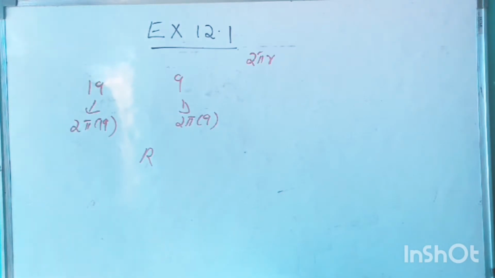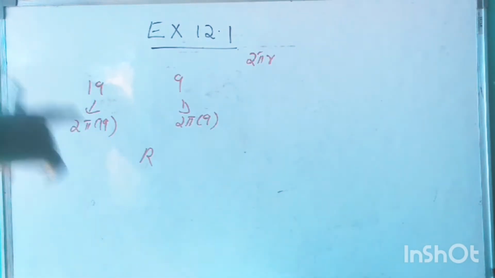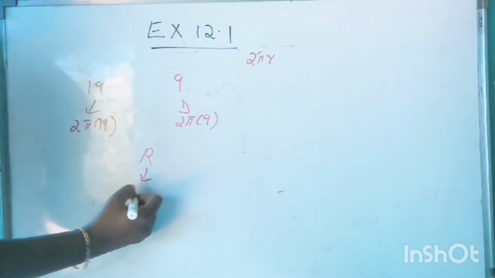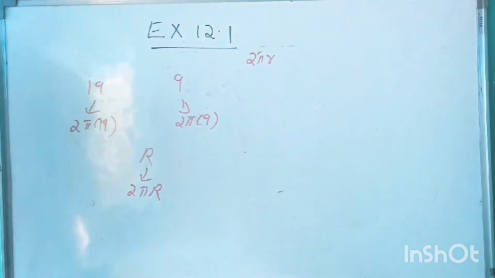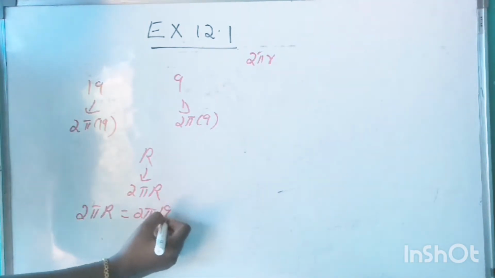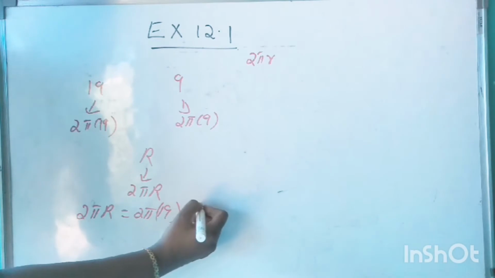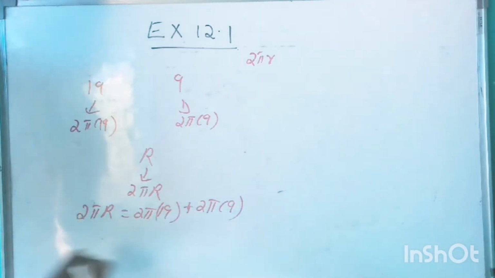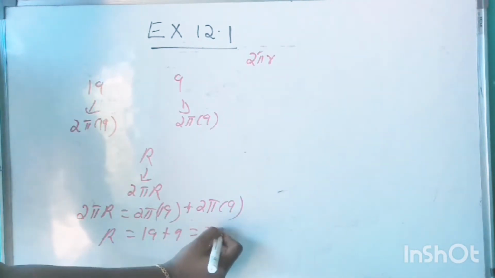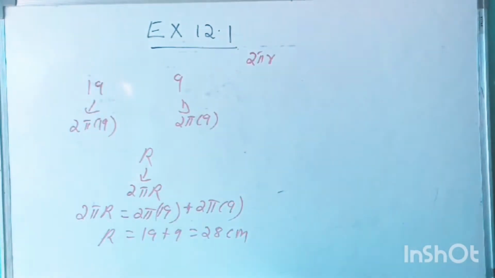And what is the speciality of that third circle? The circumference of this third circle is equal to the sum of the circumferences of these two circles. So the circumference of this third circle is equal to 2 pi into capital R. Now according to the question we have 2 pi R is equal to 2 pi into 19 plus 2 pi into 9. 2 pi is common, so we will get R is equal to 19 plus 9, which is equal to 28 centimeter. Hence, the radius of the third circle is equal to 28 centimeter.